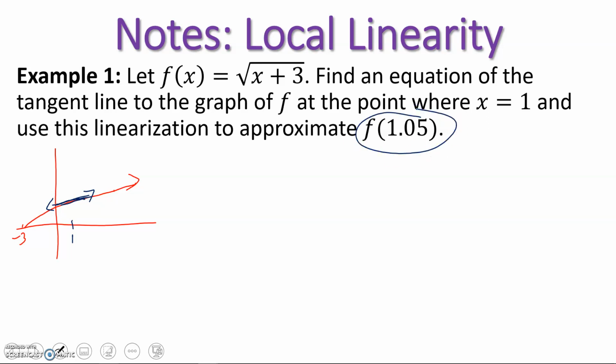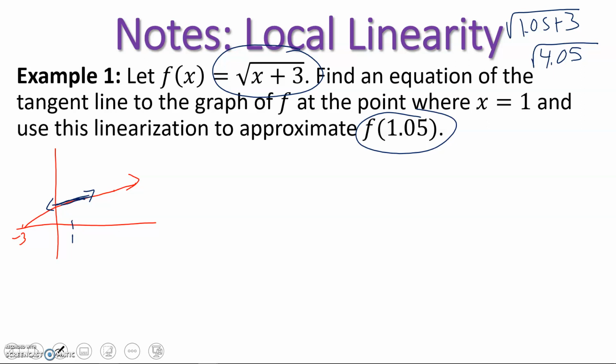and then use that linear function to approximate f of 1.05. Because if we were to actually plug 1.05 into the function, we would get the square root of 1.05 plus 3, which is the square root of 4.05, which we would need a calculator to approximate. Whereas if we create a linear function, we will not need a calculator.